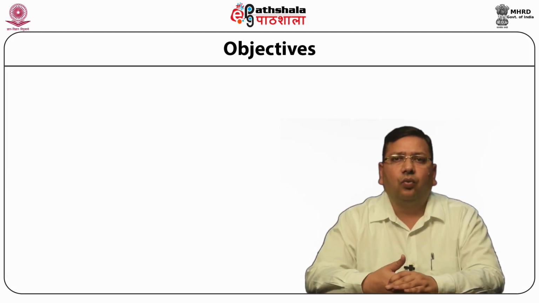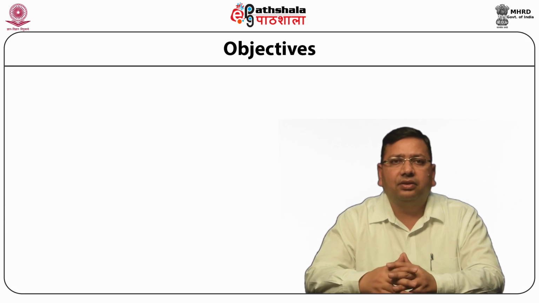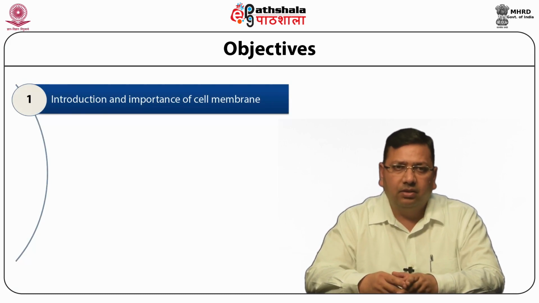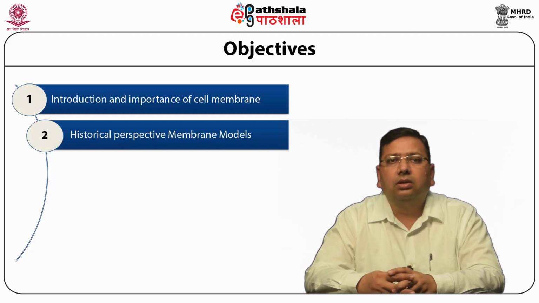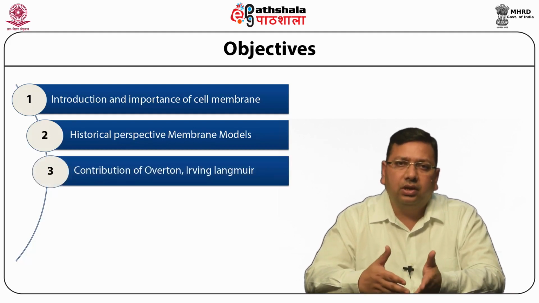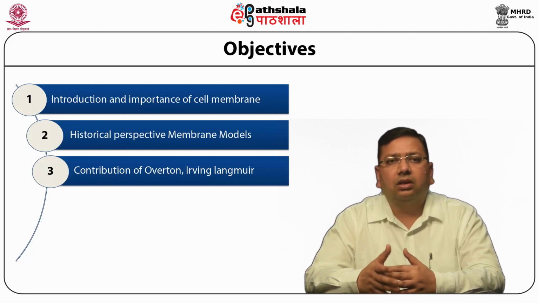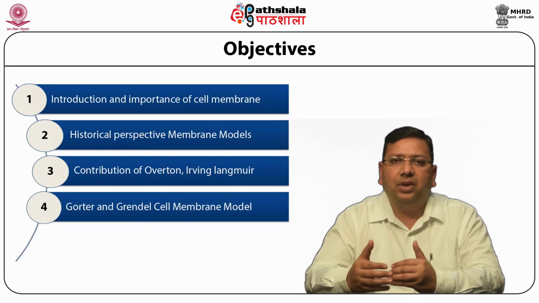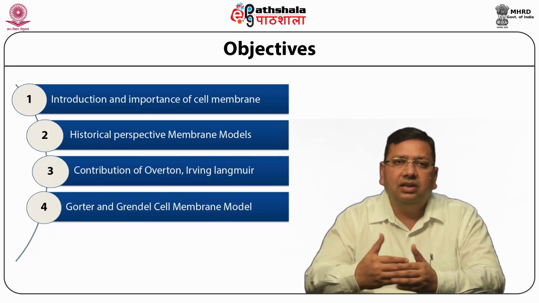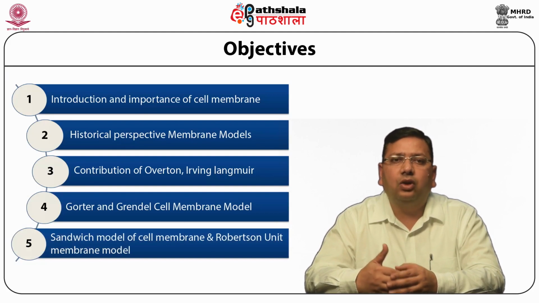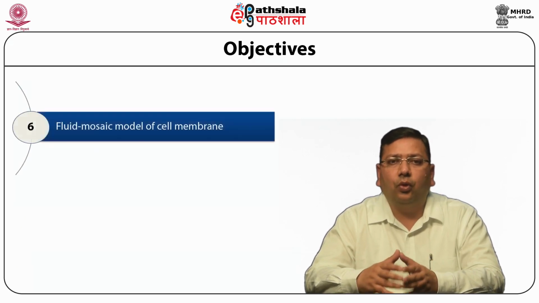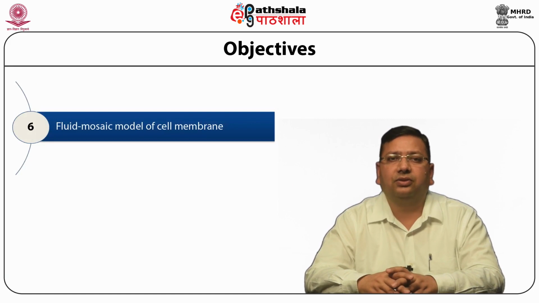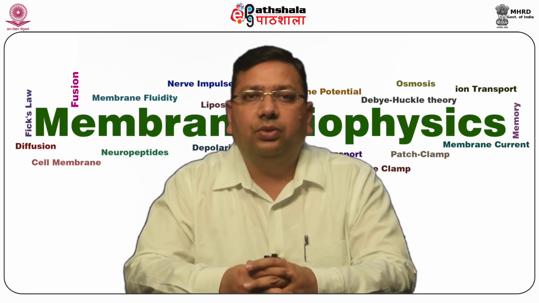In view of this, following membrane models are discussed in this module. Firstly, the introduction and importance of cell membrane. Secondly, the historical perspective of all membrane models. Thirdly, the contribution of Overton and Irving Langmuir. Then, Gorter and Grendel cell membrane models are discussed. Then lastly, the sandwich model of cell membrane and Robertson unit membrane model is discussed in this module. And finally, the Fluid-mosaic model of cell membrane is discussed. These are the learning objectives.